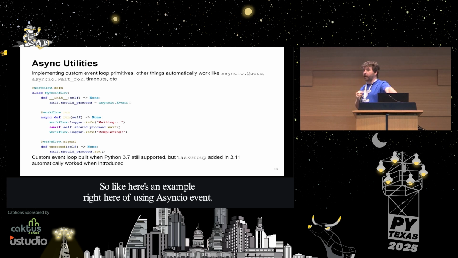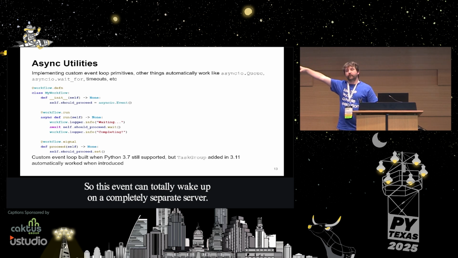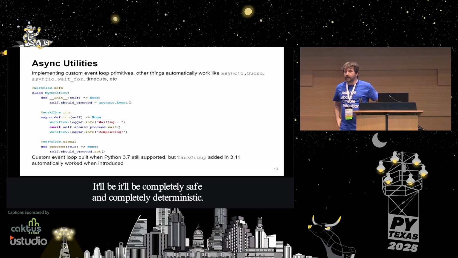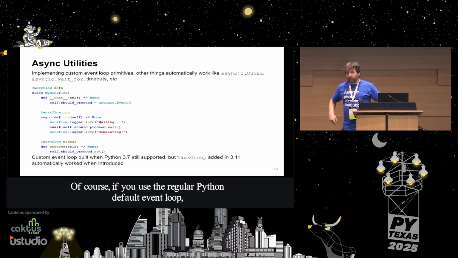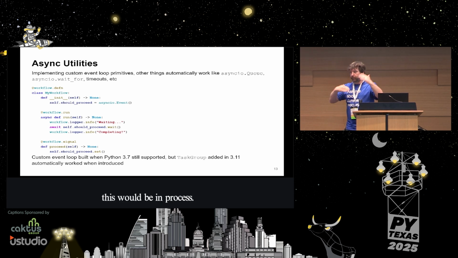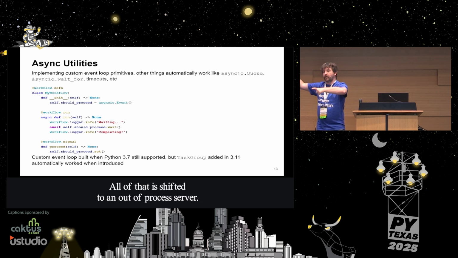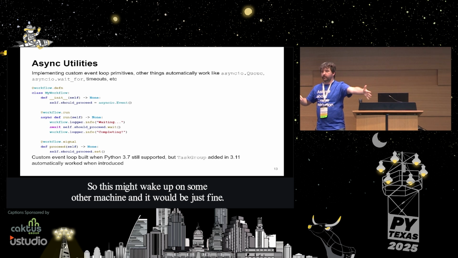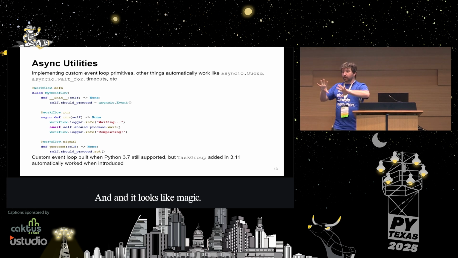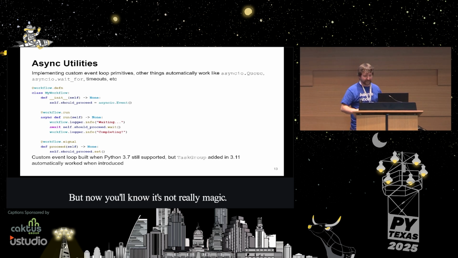So here's an example right here of using asyncio event. All of this is powered via a deterministic, or a durable, event loop. So this event can totally wake up on a completely separate server, and it won't matter. It'll be completely safe and completely deterministic. Of course, if you use the regular Python default event loop, this would be in process. But the way that Temporal does it, all of that is shifted to an out-of-process server. So this might wake up on some other machine and it would be just fine. And it looks like magic, but now you'll know it's not really magic.